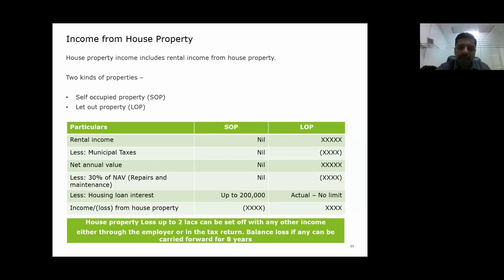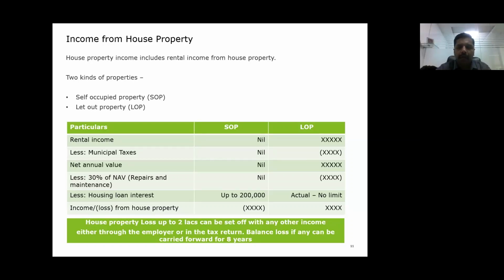Then housing loan interest, in case of self-occupied property, up to 2 lakhs is allowed as a deduction. In case of let-out property, the actual amount of interest payment without any limit is allowed as a deduction. Whatever comes after deducting these things is the net income from house property. House property loss up to 2 lakhs can be offset with any other income through the employer or in the tax return. The balance loss has to be carried forward for 8 years.